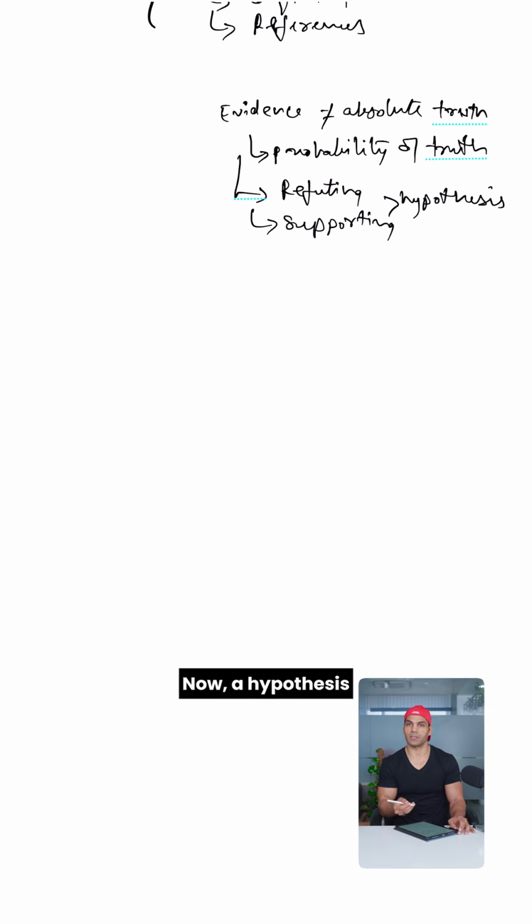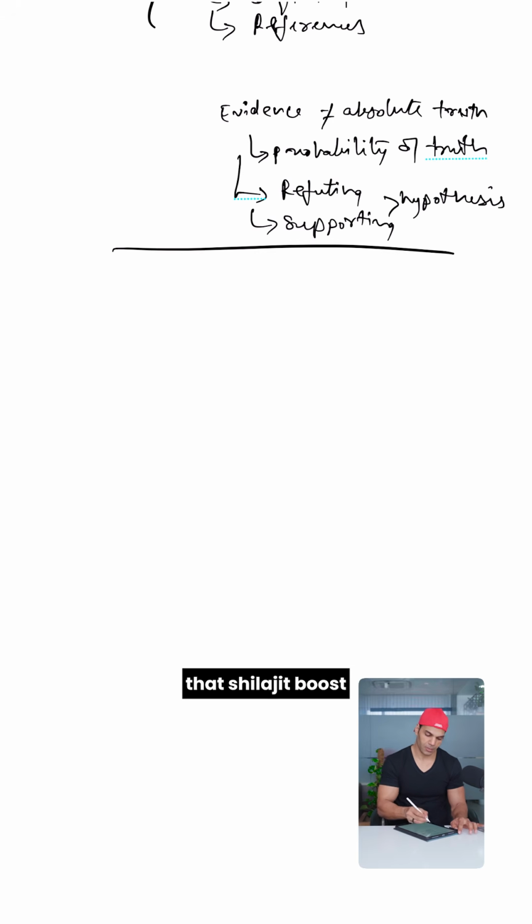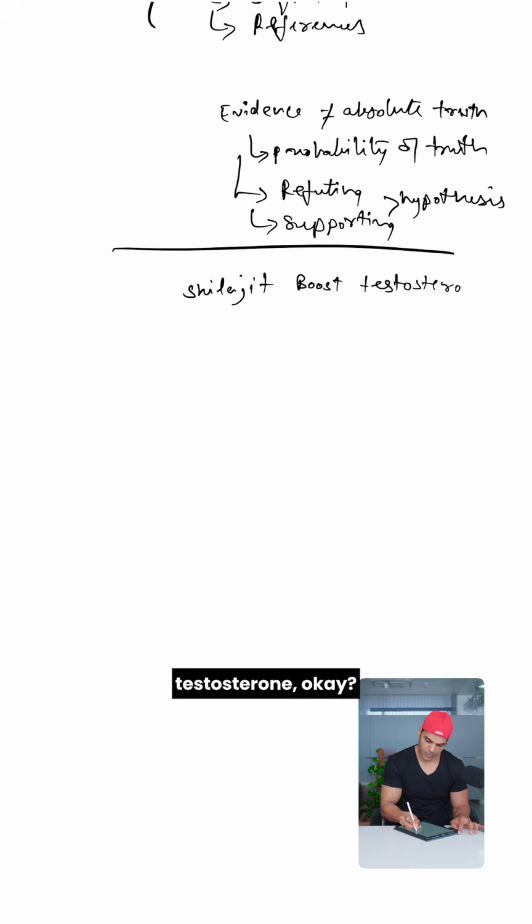Now, a hypothesis or a claim is basically the primary or central thesis of any study, right? So when we conduct a study, we basically try to prove or refute a hypothesis. For example, in this case, let's assume that Shilajit boosts testosterone. Okay, so we want to conduct a study that suggests that Shilajit boosts testosterone.